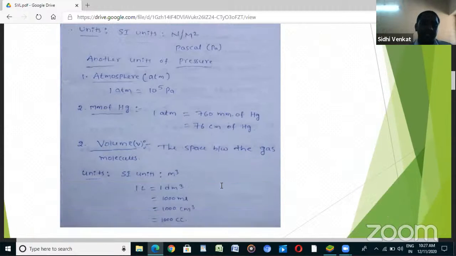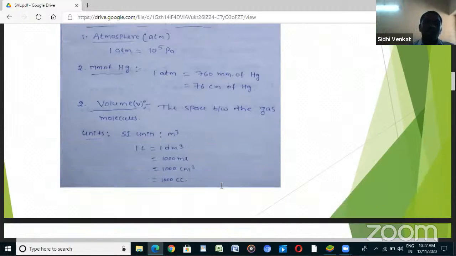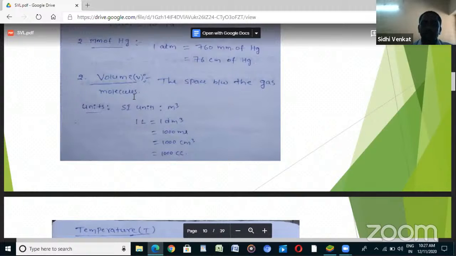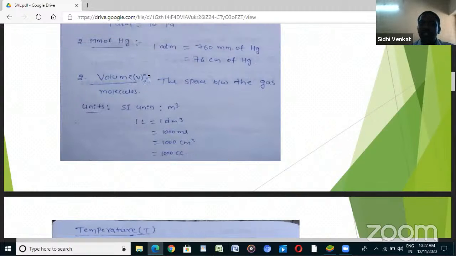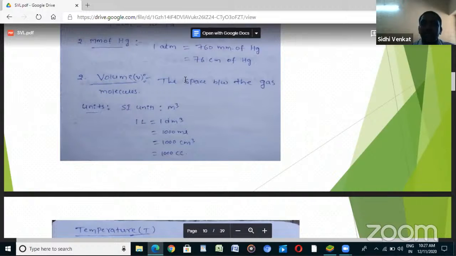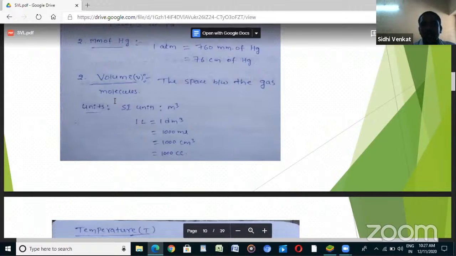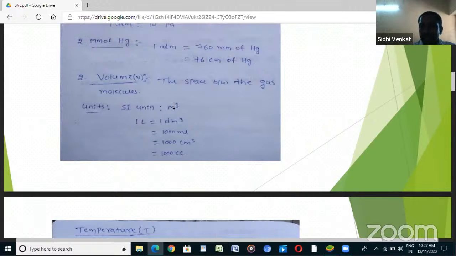What is the second characteristic? Volume. What is meant by volume? The space between the gas molecules is called volume. Here, water vapor, the vapor means volume. Volume is denoted by V. What are the units? The SI unit of volume is meter cube.